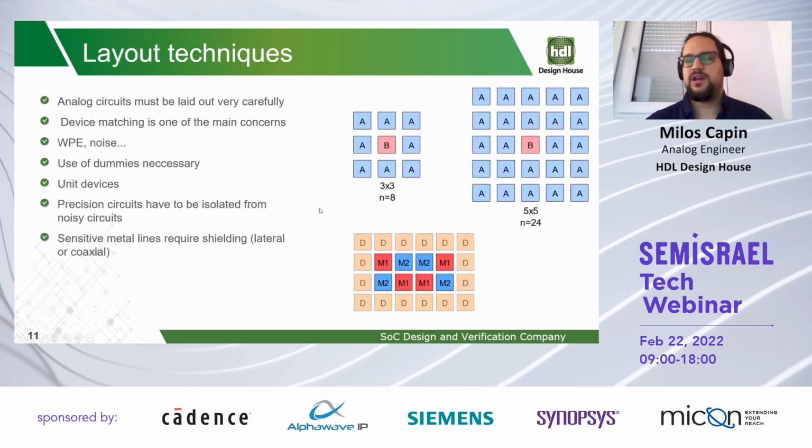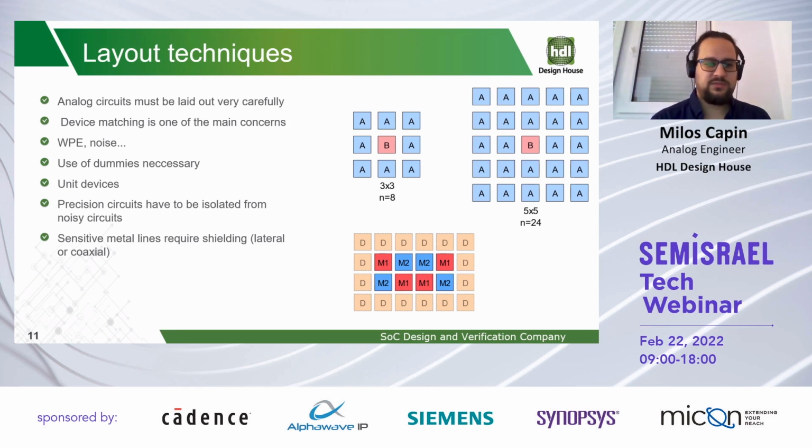Now, when it comes to layout, analog layout is a very precise work. Device matching is one of the main concerns. So, for example, if we have a differential pair, we want those two devices to be as similar as possible. However, we cannot guarantee that the manufacturing process is going to be perfect. We will have some non-uniformities, which can be in one axis, they can be in two axes, and so on. We have a lot of different things which we must care about.